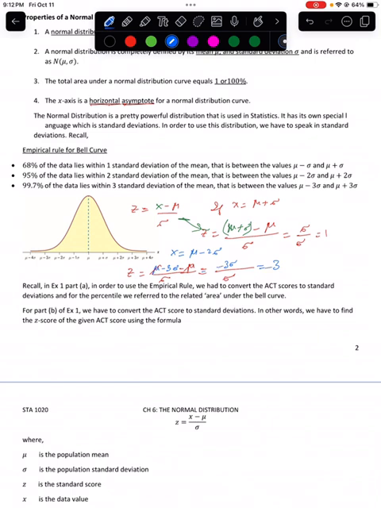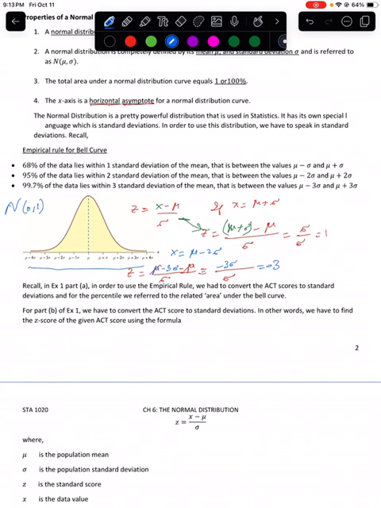So this is what happens. When we convert to z-scores, these values change to 0, 1, -1, and so on. This tells us we have a normal distribution with mean 0 and standard deviation 1, N(0, 1). That is a special kind of normal distribution, and we call it the standard normal distribution.